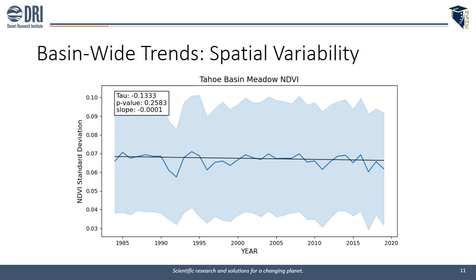And so what we see here is basin-wide trends in spatial variability of the meadows. Again, this is showing the standard deviation of the pixels within each given meadow over time. And what we're seeing here is that this is flat. The spatial variability of those meadows isn't changing. So even while the meadows are getting generally greener, the distribution of pixels in the meadows and the range, the variability of those pixels within each meadow remains pretty constant over time.